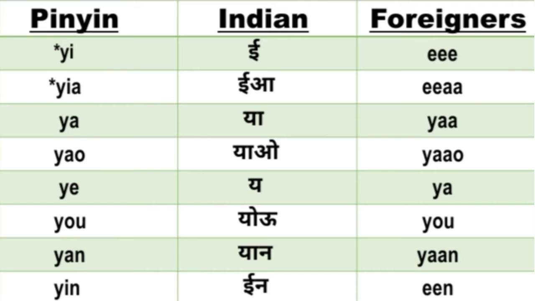The next Pinyin is YA, which has a pronunciation of Ya. Repeat after me, Ya. The next Pinyin is YAO, which has a pronunciation of Yao. Repeat after me, Yao. The next Pinyin is YE, which has a pronunciation of Yo. Repeat after me, Yo. The next Pinyin is YOU, which has a pronunciation of Yo. Repeat after me, Yo. The next Pinyin is YAN, which has a pronunciation of Yan.